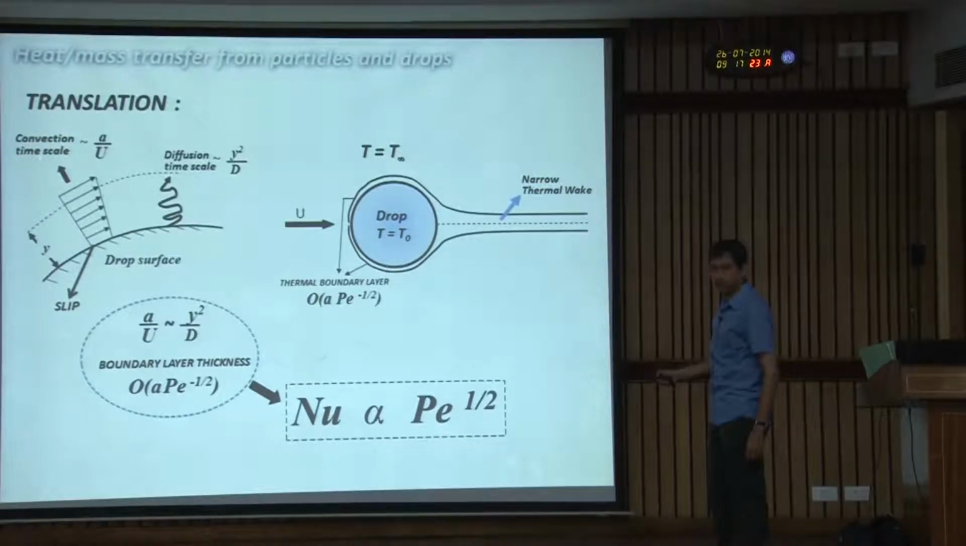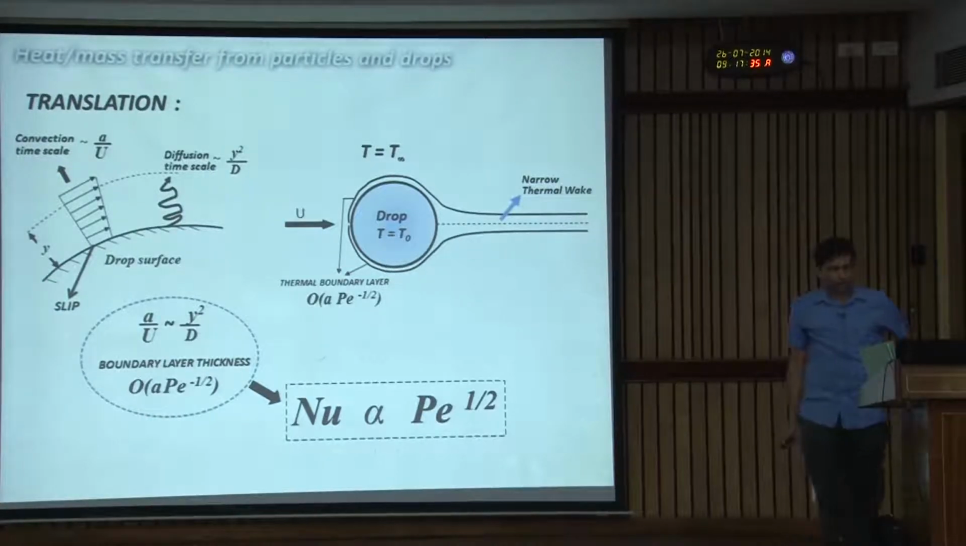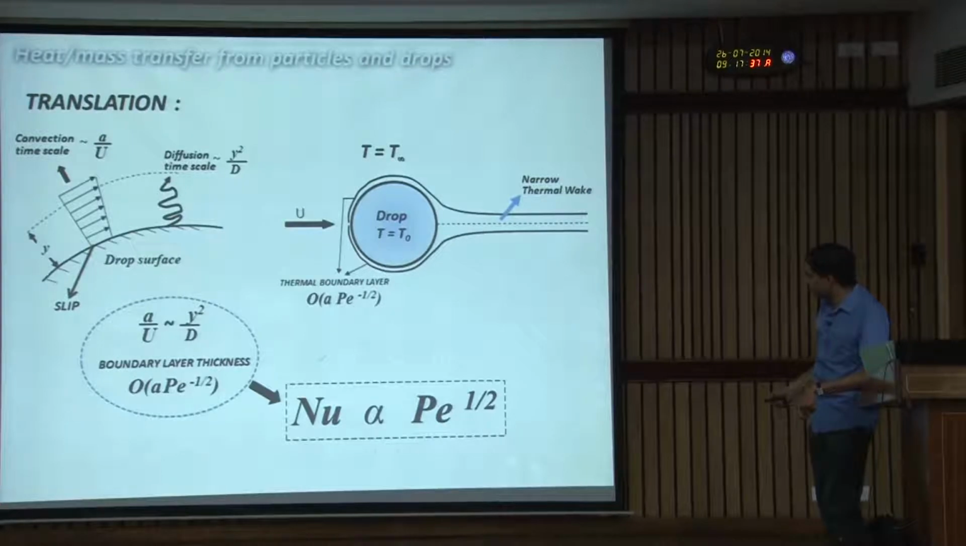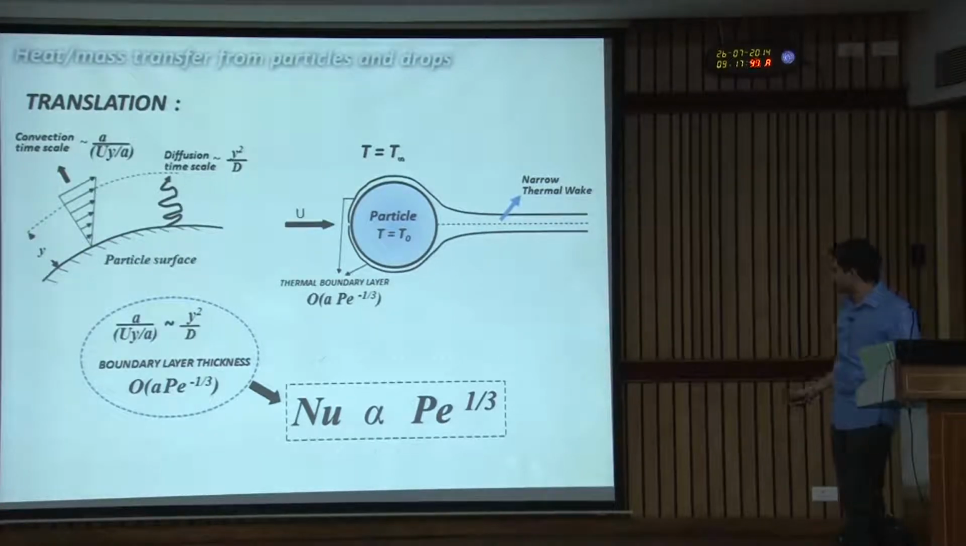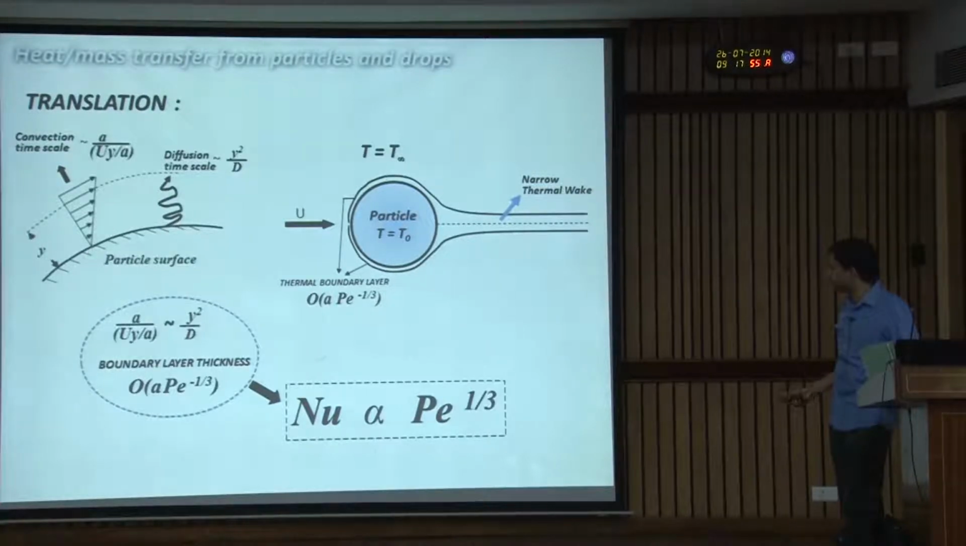So the convection time scale is a by u, and if you do the same thing, equate the convection time scale to the diffusion time scale, then the boundary layer thickness is a Peclet to the minus half. And remember, Peclet is much greater than 1. So this boundary layer thickness is much smaller than that, and that makes sense because there is no slip to make the convection weak here. So convection is more efficient for a drop, so it doesn't let the heat diffuse out further, and the boundary layer for a drop is much thinner than the boundary layer for a particle at large Peclet.